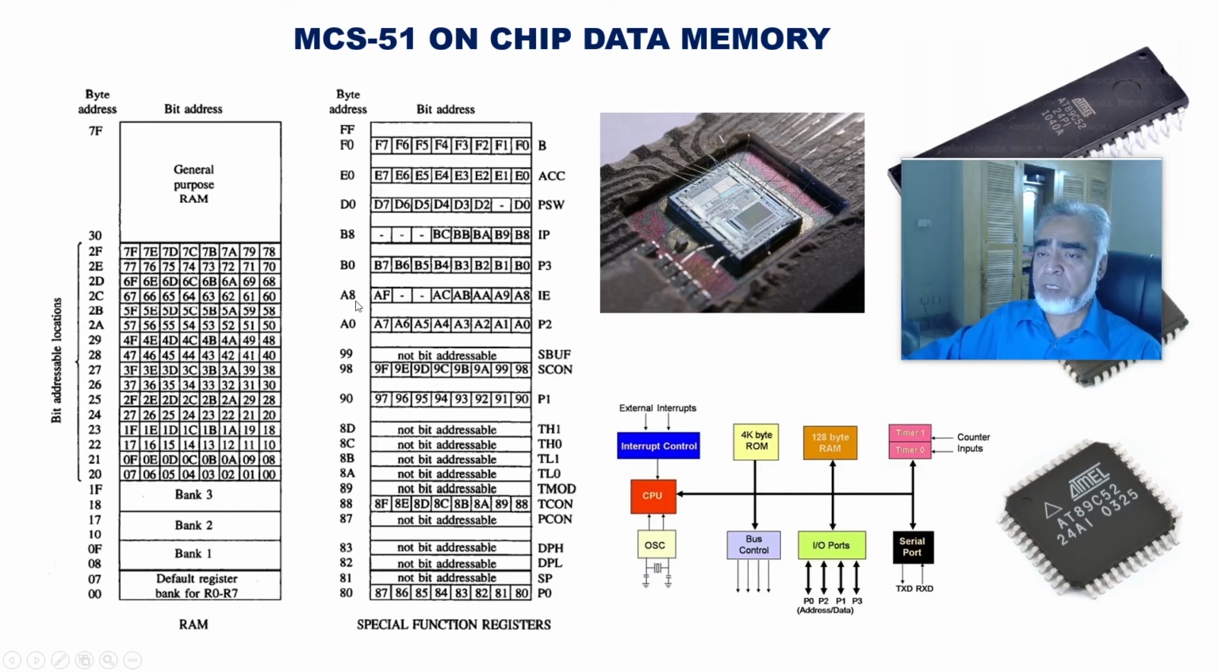Interrupt enable register is here at A8. We have port 3. The hardware address of port 3 is B0 and we have the register IP, interrupt priority, at B8. We have program status word at D0. We have accumulator at E0 and B register at F0. We will use these locations and registers in our programs. Then we will be able to understand how to use these registers and locations in our program.